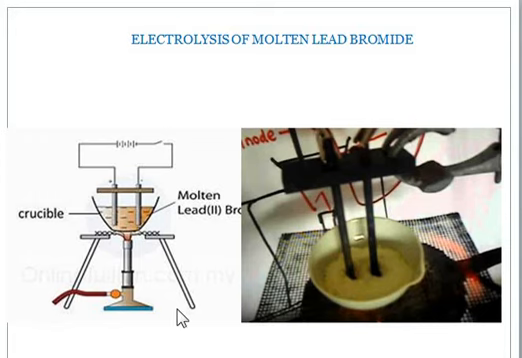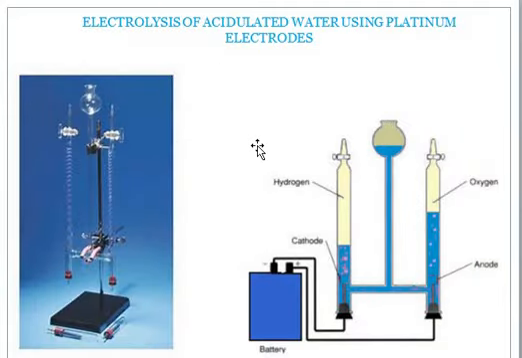So in this video I'm going to explain the electrolysis of acidulated water. In the previous class we completed the electrolysis of molten lead bromide. Today we'll discuss the electrolysis of acidulated water using platinum electrodes. In the previous video we used carbon electrodes, but for this electrolysis of acidulated water, we have to use platinum electrodes.